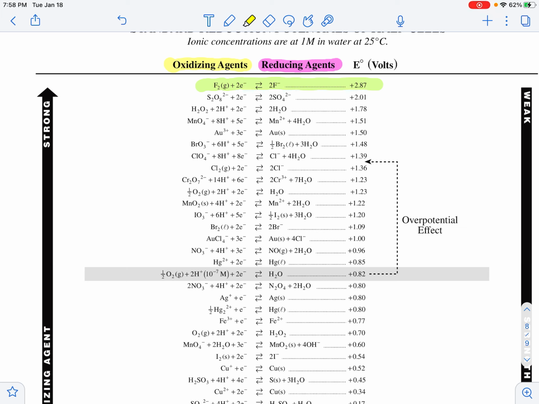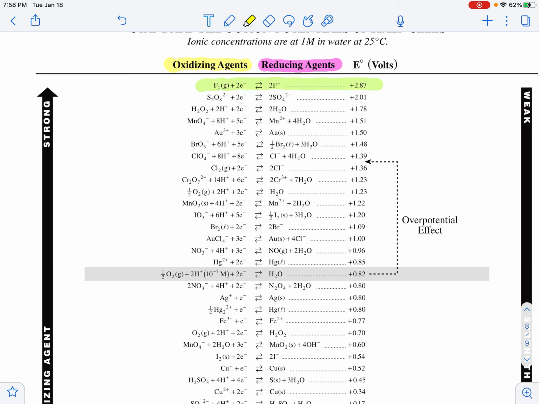And the little E with the little symbol that looks like a degree symbol, it's actually called naught, N-A-U-G-H-T. It's old English. Anyways, so E naught, the naught stands for standard. And so that standard potential for F2 to reduce to F minus is 2.87 volts.